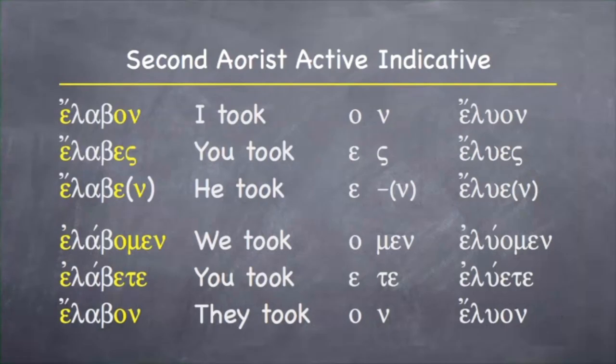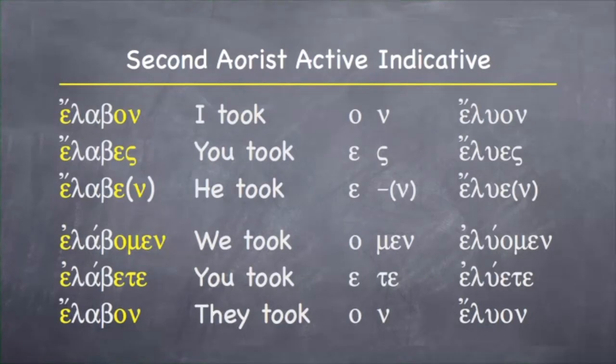Check out the full paradigm, and you get elebon, elebes, elebe with a movable nu, elabomen, elabete, elebon. I took, you took, he, she, it took. There's your connecting vowels and secondary active personal endings. Now, what does elebon look like? At this point, if you just saw elebon, what would you think? Well, you think it's an imperfect, wouldn't you?